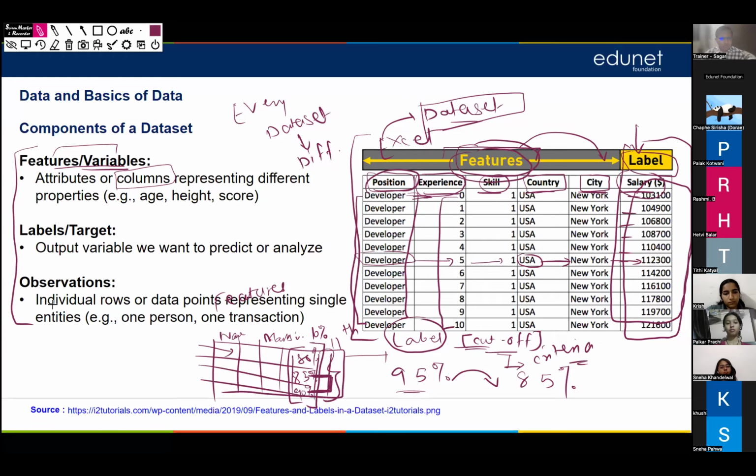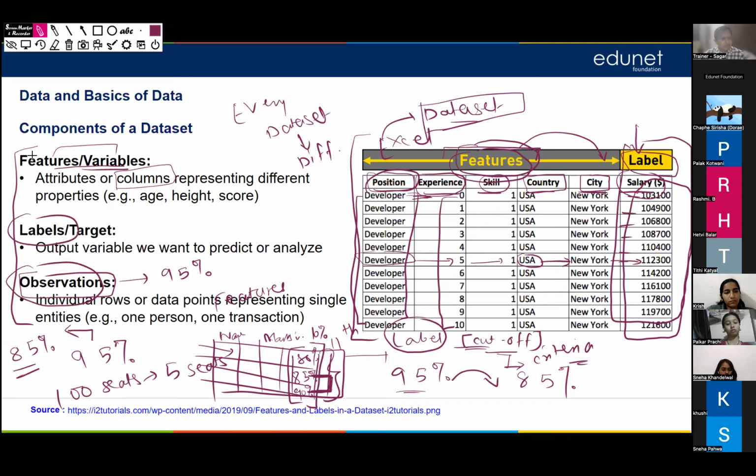Now, how can I fix these criteria based on my observations? If I have 100 seats, and only 5 seats are filled at 95% cutoff, and I want more students because I want all the seats to be full, what will I do? I will reduce the cutoff. Why? Because I observed that not many people have got 95, and even if they have got 95, they are not coming to this college. So I reduce the cutoff. Based on this observation, the label value changes, but the features still remain the same. Does that make sense to everyone?